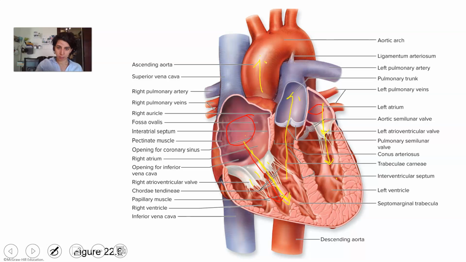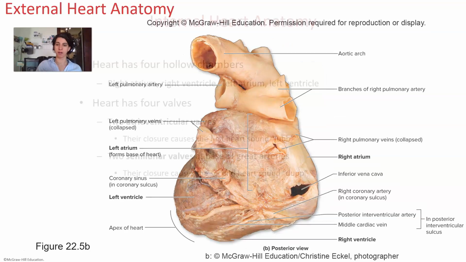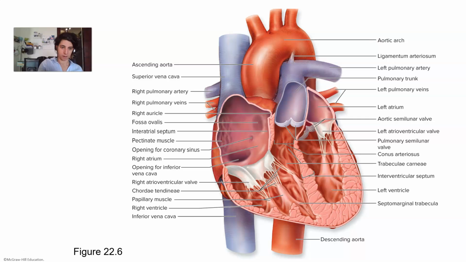So what you have are the right AV valve, or the tricuspid valve, and the left AV valve, or the bicuspid. The bicuspid valve is also sometimes referred to as the mitral valve. And now I'm going backwards. Okay, need my pen. Here we go. So the left AV valve, in clinical settings, is actually called the mitral valve.